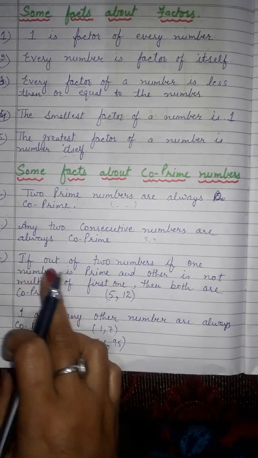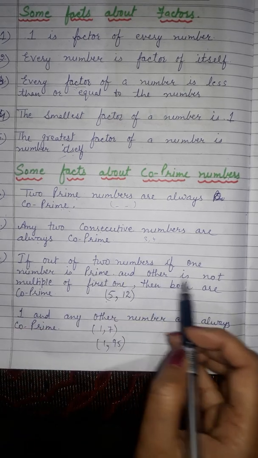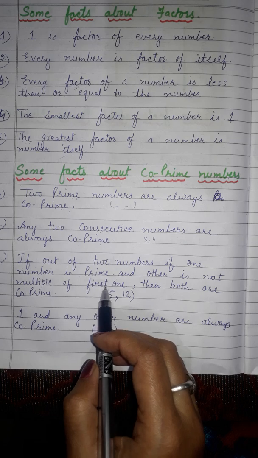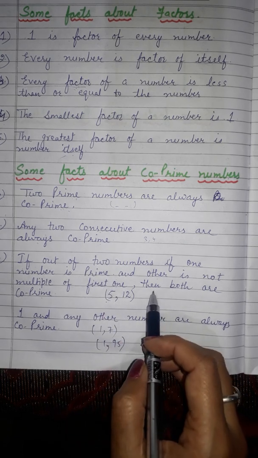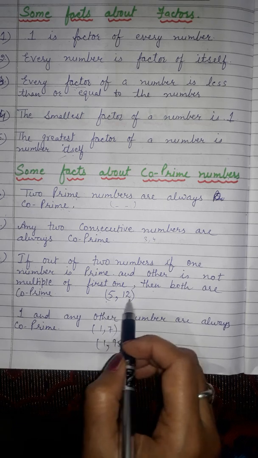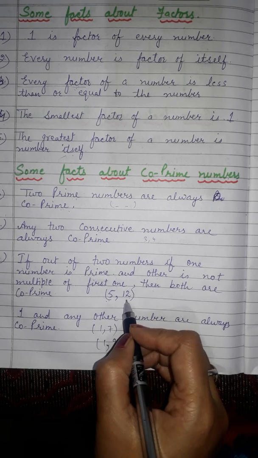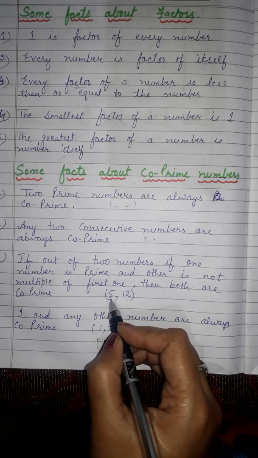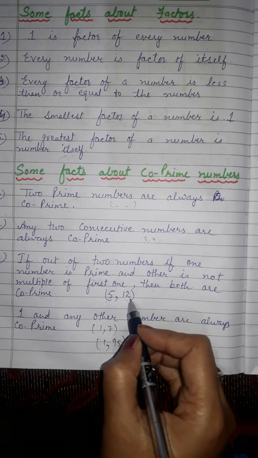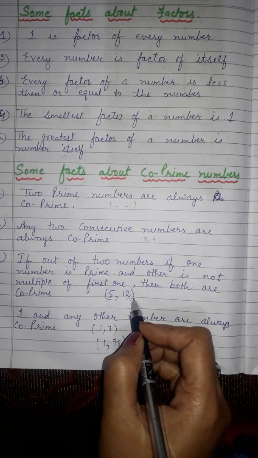Next is, if out of 2 numbers, one number is prime and the other is not a multiple of the first number, then both are coprime numbers. If we have a set of 2 numbers, one number is prime and the other is not a multiple of that number. Here I have taken 5, and 12 is not a multiple of 5. So the set of these 2 numbers is coprime.